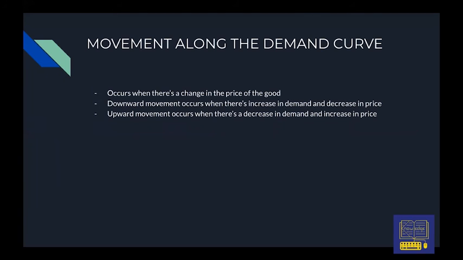A movement along the demand curve occurs when there is a change in the price of the good. So if the price of chocolate bars was to reduce from $5 to $4, then there would be a movement along the demand curve for chocolate bars to show the increase in demand for this decrease in price. Now, a downward movement occurs when there is an increase in demand and a decrease in price, whereas an upward movement along the demand curve occurs when there is a decrease in demand and an increase in price.